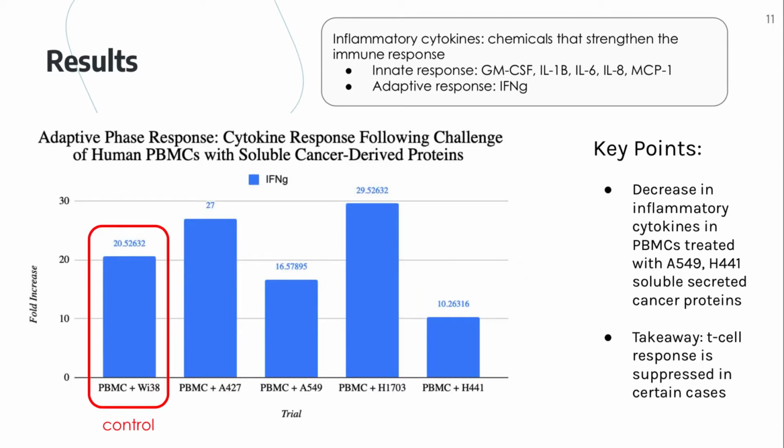On the other hand, when the PBMCs, T cells, were exposed to these soluble proteins, there was a decrease in inflammatory cytokines, IFN gamma, in PBMCs treated with A549 and H441 soluble secreted cancer proteins. Thus, the T cell response is suppressed in certain cases by soluble cancer proteins.